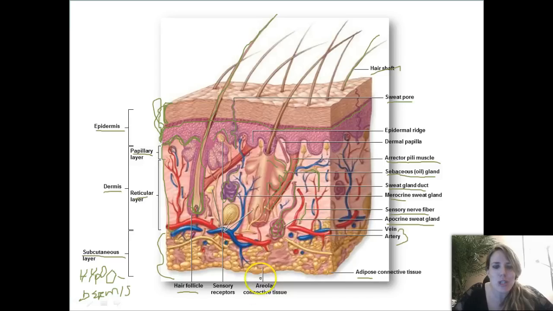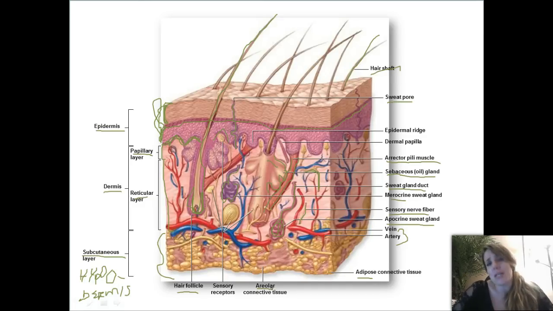As well as interspersed areolar, or if you prefer areolar, connective tissue. And what kind of connective tissue is areolar? You know that. It's loose connective tissue. It's loose, lots of ground substance, scattered collagen and elastic fibers and fibroblasts and that kind of stuff. So you find that kind of connective tissue in the hypodermis.